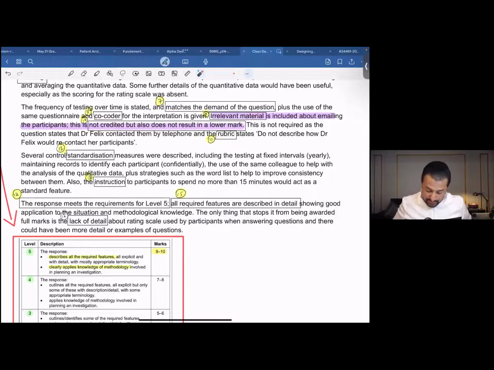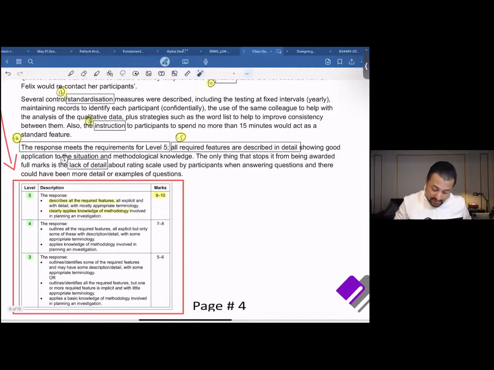Let's move on to the 12th point here. Several control or standardization measures were described, including the testing at fixed intervals, that is yearly, maintaining records to identify each participant, that is maintaining confidentiality. These are the things that I kept on referring to when we were discussing this. The use of the same colleague to help with the analysis of the qualitative data, plus strategies such as word list to help improve consistency between them.